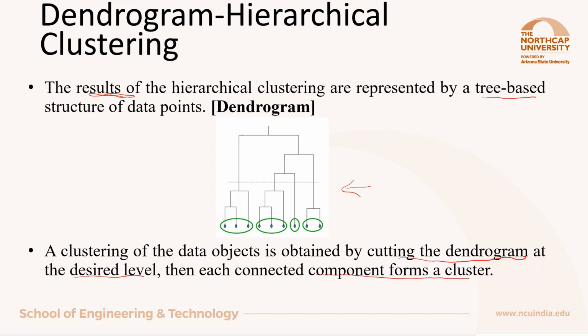For example, this is a level wherein I want to find the number of clusters. So the number of clusters at this level are 1, 2, 3 and 4. This first cluster carries these 3 points. The second cluster carries these 3 points. The third cluster carries this one single point, and the fourth cluster carries these 2 points. So this is how dendrograms are used to represent the results of clustering.